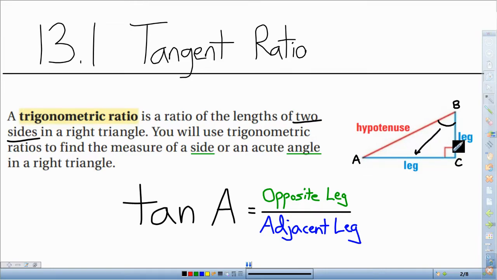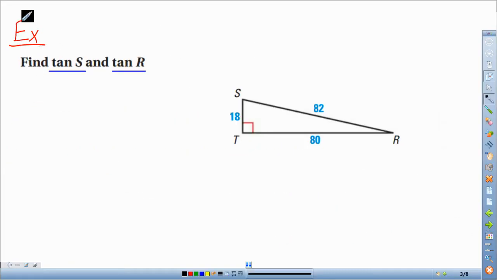So that's the first thing to wrap your head around. Opposite and adjacent all depends on what angle we are looking at. We can't just memorize that this one's always the opposite leg and this one's always the adjacent. No, because it depends on what angle we are using. That's the big thing. So let's go ahead and practice finding these two side lengths, and then we'll eventually get into finding the missing side lengths. So go ahead and get this example here. We're going to find tangent of angle S and tangent of angle R. So go ahead and copy this whole thing.